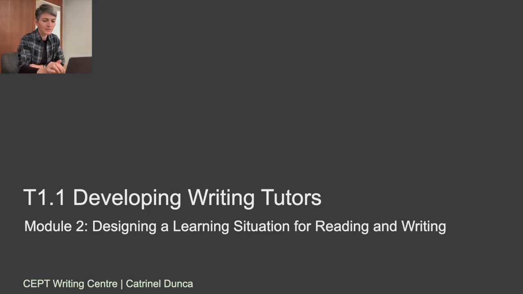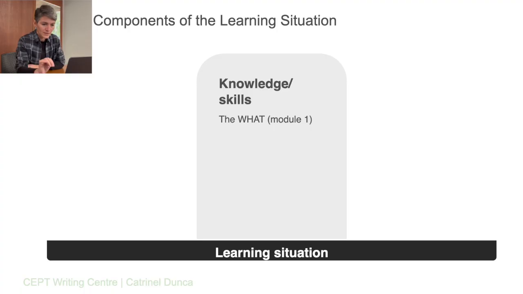To begin with, we will look at what a learning situation entails when it comes to reading and writing for our disciplines. What we usually take for granted and focus on when we prepare for class or when we design a course is the core of what makes for learning, which is the knowledge or the skill that we want to convey. That is what we talked about in the first module when we referred to the what.